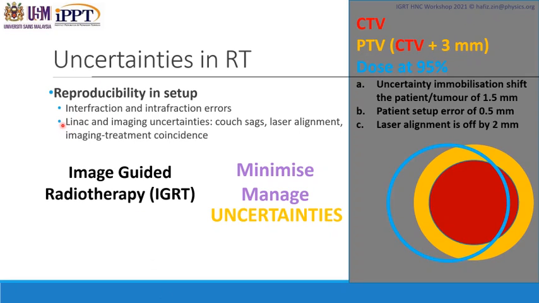However, it is important to monitor the linac and imaging uncertainties. For example, the sagging of the couch, misalignment of the laser, the coincidence between the imaging and treatment isocenter. So for example here, we illustrate when laser is misaligned by 2 mm. So you can see the total shift of the PTV is now 2 plus 2 mm, which is 4 mm. And that is bigger than the margin given, which is 3 mm. So you can see there's a 1 mm area that is not irradiated by the treatment.